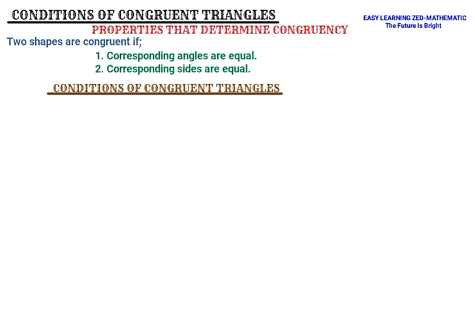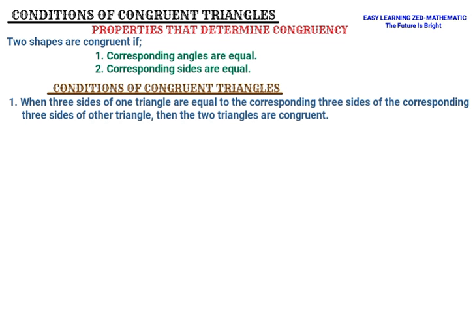Let's start with condition number one. Condition number one is when three sides of one triangle are equal to the corresponding sides of the other triangle, then the two triangles are congruent. When the three sides of one triangle are equal to the corresponding sides of the other triangle, then the two triangles are congruent.